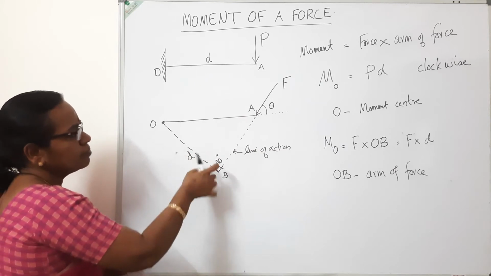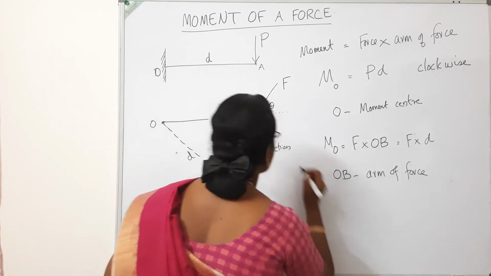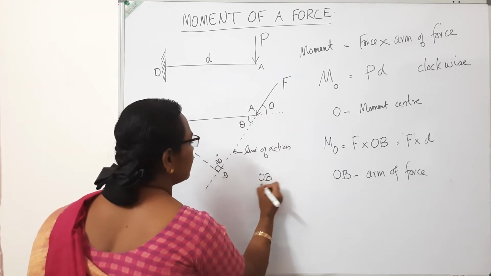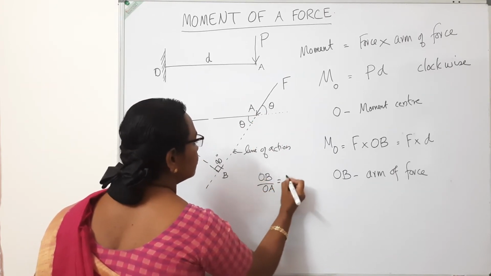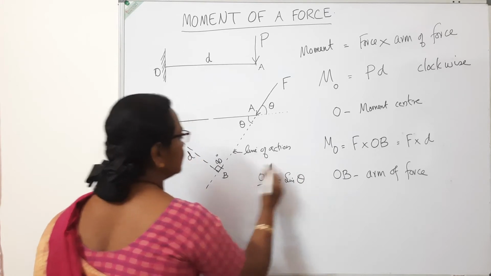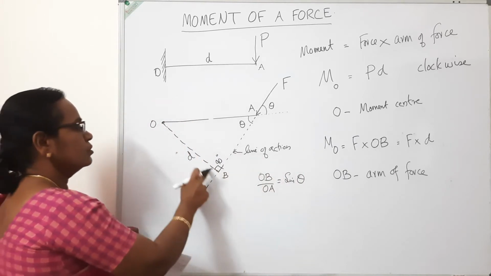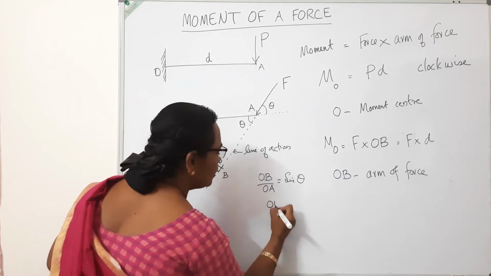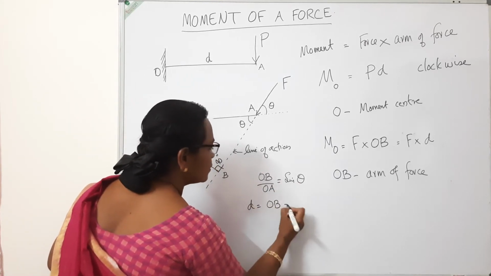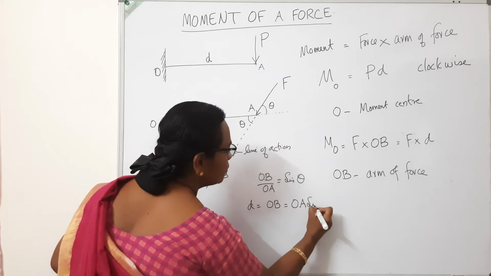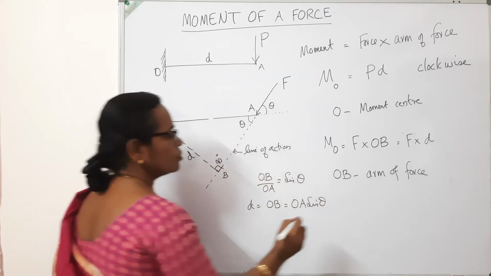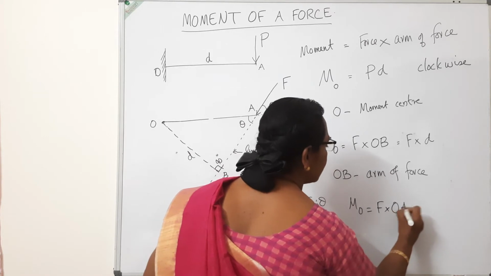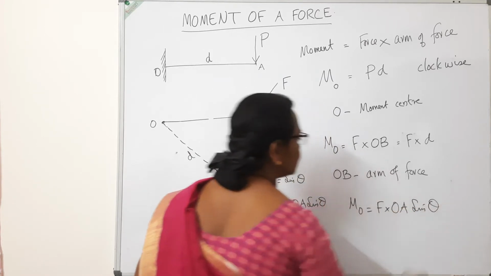What is D? OB. This angle is theta, so this is also theta. So OB by OA is equal to sine theta, this is 90 degrees. OB by OA, this is the hypotenuse, sine theta, or OB is equal to OA sine theta. So moment about O is equal to F into OA sine theta.